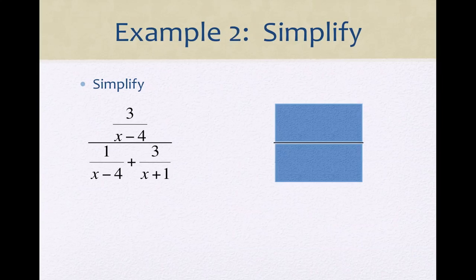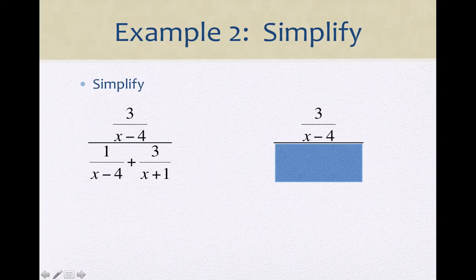Let's take a look at another one just to make sure we've got this down. So this time we're looking at 3 over x minus 4, all over 1 minus x plus 4 plus 3 over x plus 1. So again, if we're trying to look for combined expressions, our top already is a single expression, so we don't need to do anything with that one.